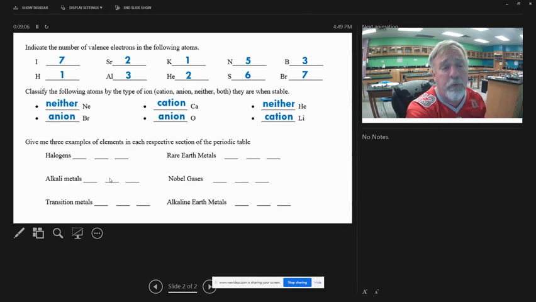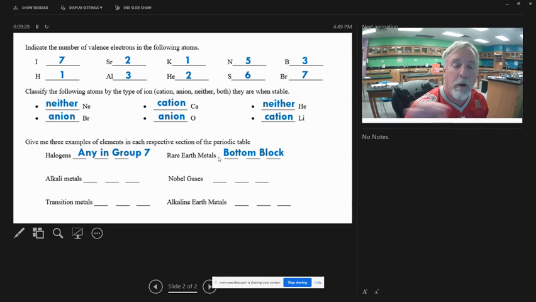And then 3 examples of elements in the respective section of the periodic table here. Halogens, this is anything in group 7, right? So we could use fluorine, chlorine, iodine, bromine. So anything in group 7 would give us our halogen. Our rare earth metals, those are at the bottom of our periodic table there. Those are those 2 rows at the bottom. So it's those two bottom blocks, anything in those bottom blocks.